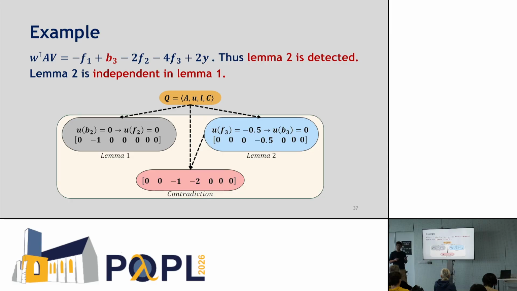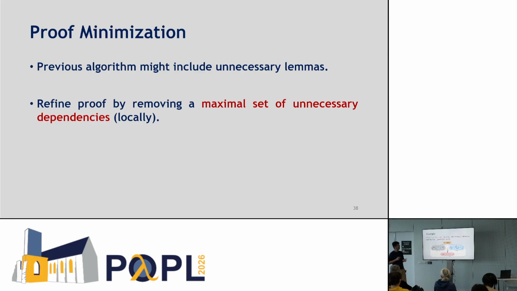So that's cool, but we ask, well, can we do better? And the answer is yes. The algorithm might include lemmas that are used, but are still unnecessary, because, of course, used does not really mean necessary. And we further use a proof refinement that refines the proof by removing a maximal number of unnecessary dependencies, where the maximal set is defined in a local term. We'll shortly see what that means.